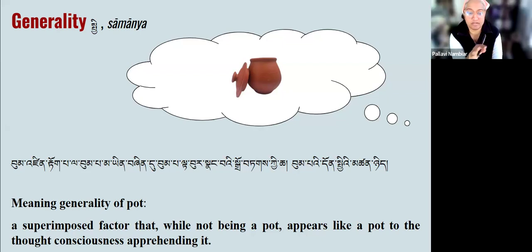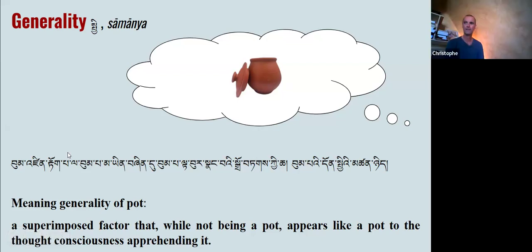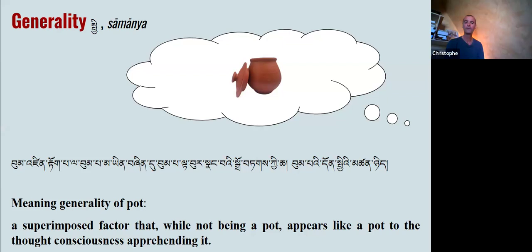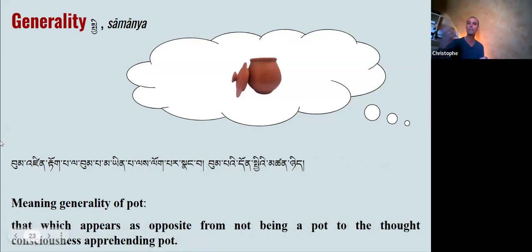Christophe, can you go to the previous one that does not include description, because now I understand why I said it the other way as well. You said meaning generality had another definition other than superimposed. Yes, for instance, if you have the meaning generality of red pot, then it would be a superimposed factor that, while not being a red pot, appears like a red pot to the thought consciousness apprehending it. So in this case, we exclude all that is not red pot. We have non-red pot, like just before in the previous definition, that which appears as opposite from not being a pot. Yeah, the double exclusion.